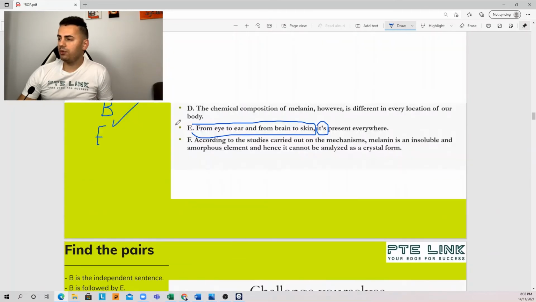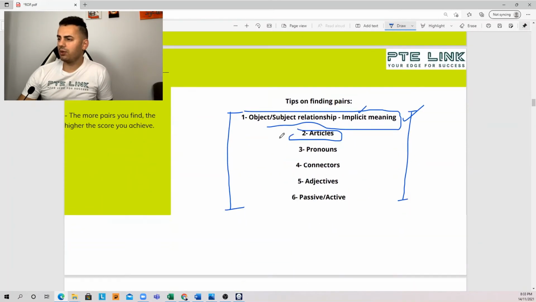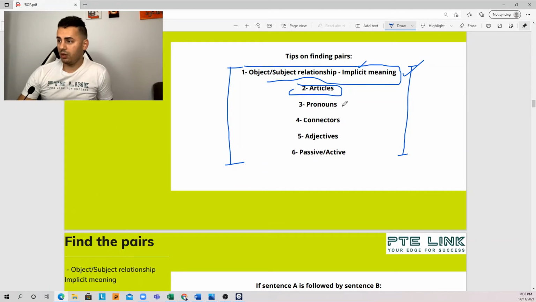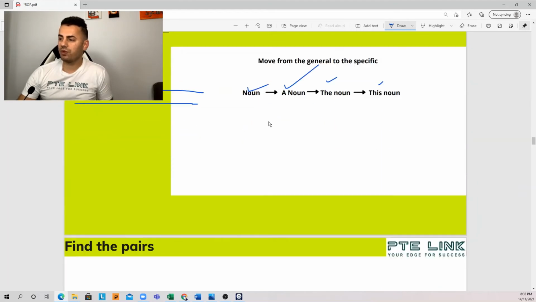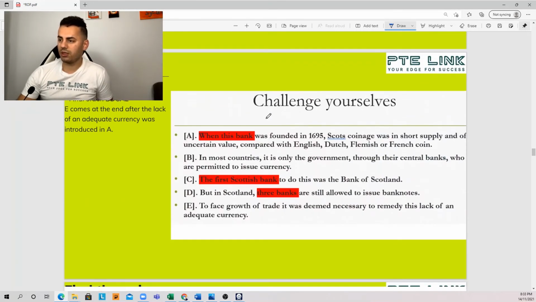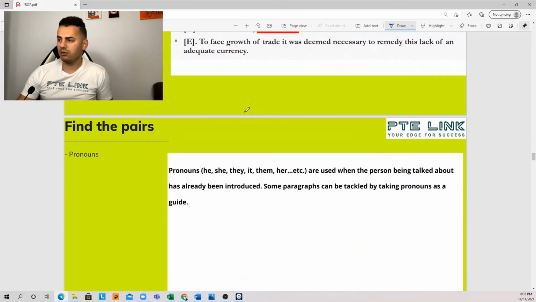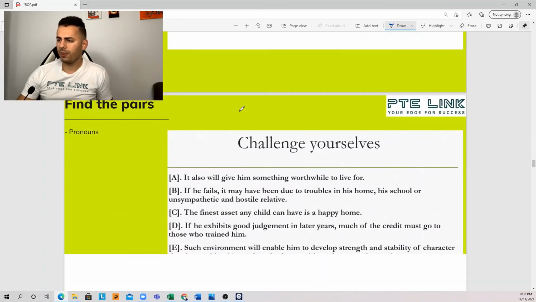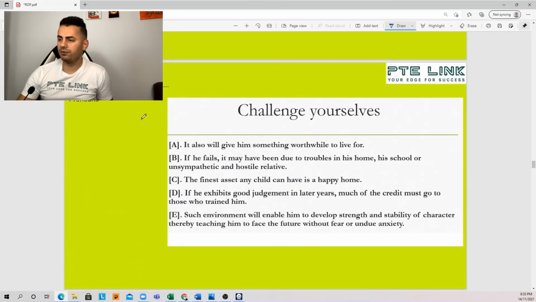Let's move to the third clue. How could we find a pair? Pronouns. This is a $1 million tip because it almost exists in every single item. Most of the time we could employ the pronoun to find some pairs. So here, again, I'm giving you some time to find the independent sentence. Is it A, B, C, D, or E?